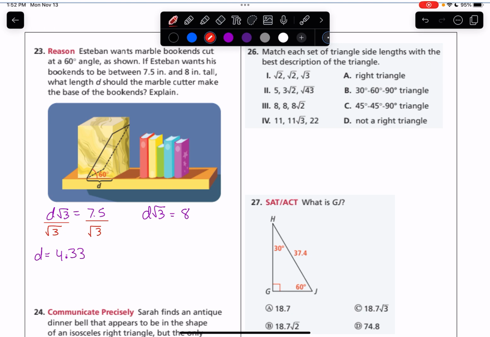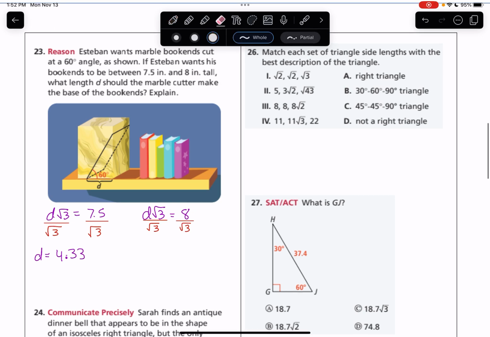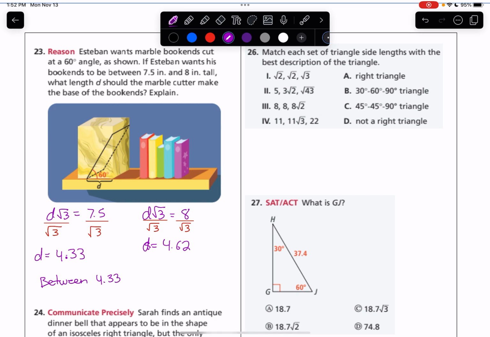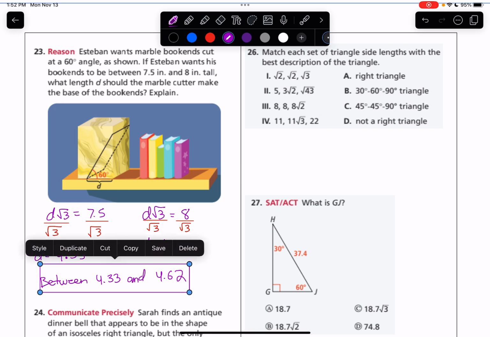And the other side, if we divide both sides by the square root of 3, we get D is equal to 8 over the square root of 3, which is approximately 4.62. So our range of bases is between 4.33 and 4.62. All right.